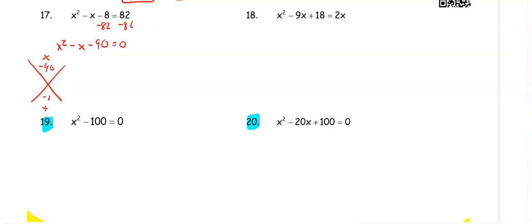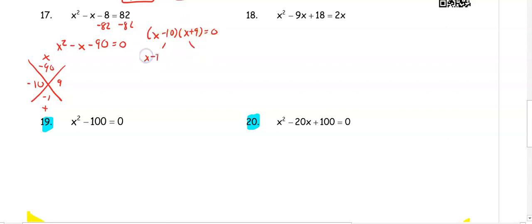And because we're adding to a negative, our bigger number is going to be negative. So we have negative 10 and positive 9. X minus 10 times x plus 9 equals 0. So x minus 10 is equal to 0, and x plus 9 equals 0. In the first equation, we can add 10, so x equals 10. The second equation, we can subtract 9, so x equals negative 9.